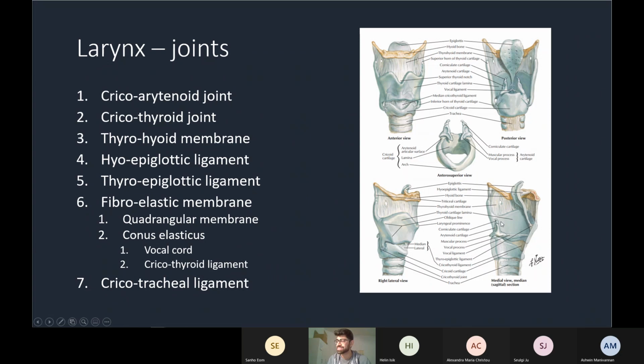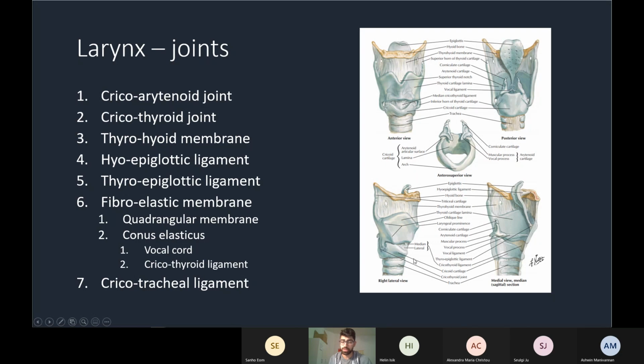Quadrangular membrane essentially hangs in the midline, hangs down, and it terminates somewhere here. And it terminates in what are called the vestibular folds, or the false vocal cords. The conus elasticus, in contrast, is the ligamentous structure which is located here. And the conus elasticus terminates cranially in the vocal cords. So you can see the vocal cords here, the vocal ligament in the vocal cord here. And then finally, the cricotracheal ligament is between the cricoid cartilage and the first tracheal cartilage.